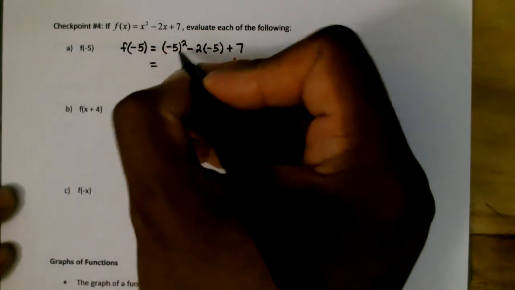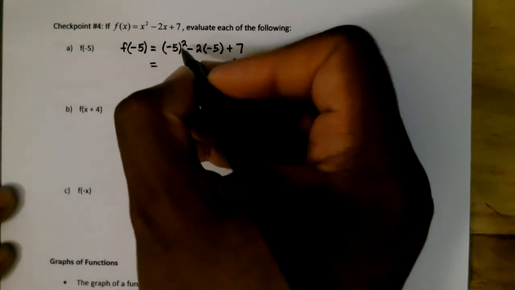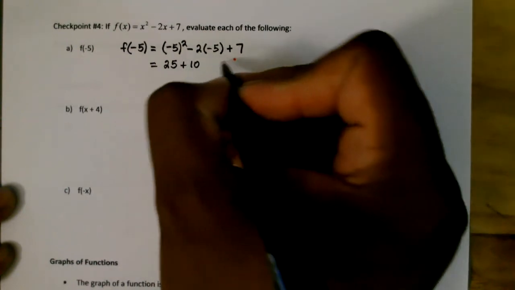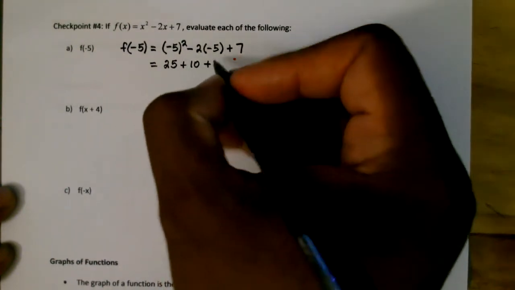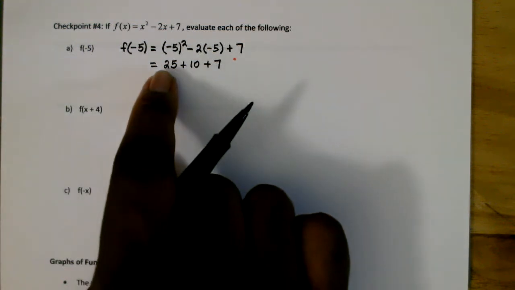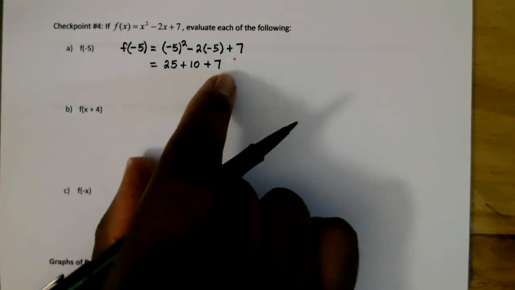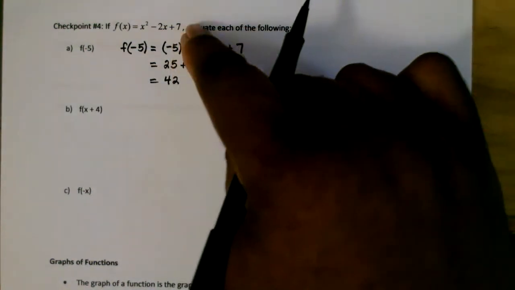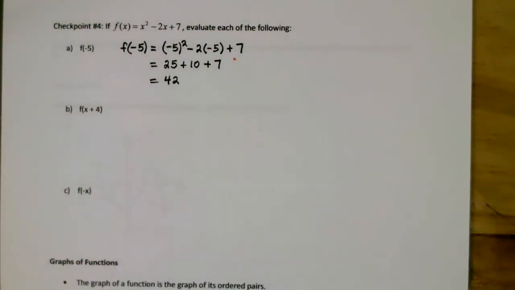And then we just simplify here. Negative 5 squared is like negative 5 times negative 5. That's 25. And then minus 2 times negative 5 will be a plus 10. And then plus 7. And then we just add 25 and 10 and 7. You'll end up with 42. So the value of this function when x is negative 5 will end up being 42.